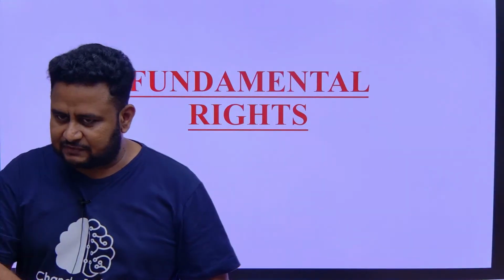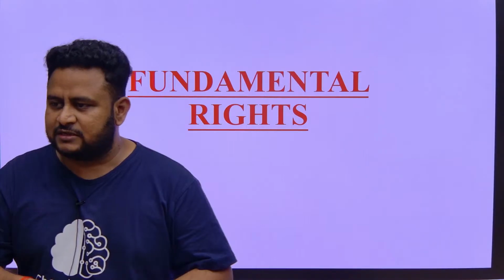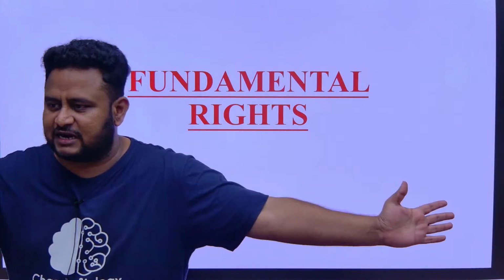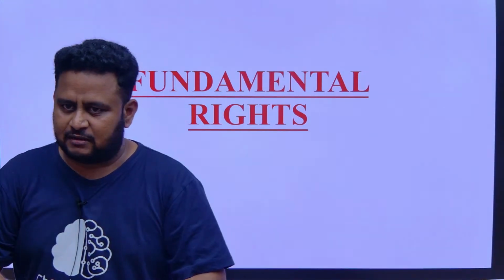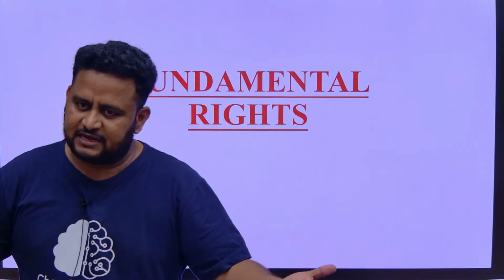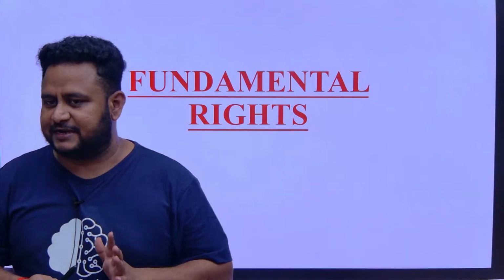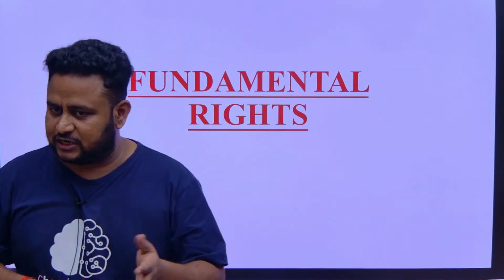Next, Article 23 and 24, the right against exploitation we spoke about. Under it, we spoke about two articles, Article 23 and 24. Article 23 is human trafficking, the bigger thing. It talks about every human, be it a child, a man or a woman, whoever it is. Human trafficking is prohibited. Forced labor is also prohibited. Forced labor, I also told, is beggar.